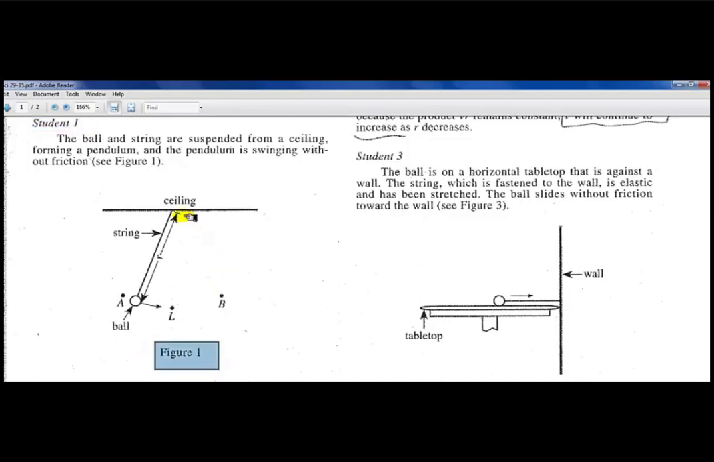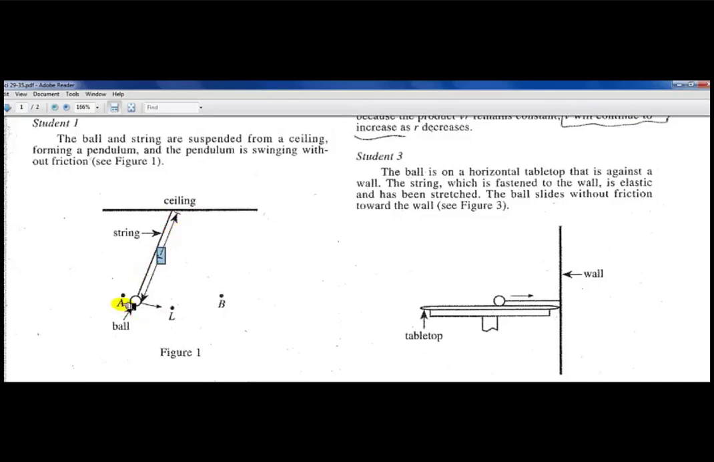And let's go ahead and take a look at everything. First of all, does the mass of the ball change? No. Does the distance change? R. Here is R, going from A to L to B. Does this change? No, because it's basically the length of the string.